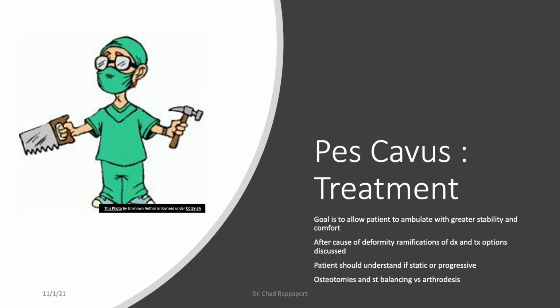Generally speaking, when treating Pes Cavus operatively, we're talking about two treatment arms, one being osteotomies and soft tissue balancing, and the other being arthrodesis procedures for more rigid deformities.